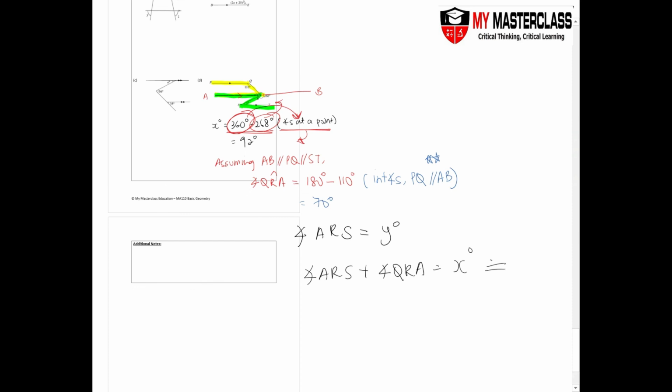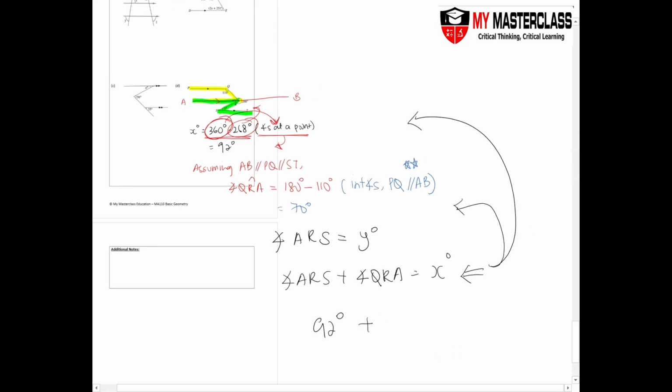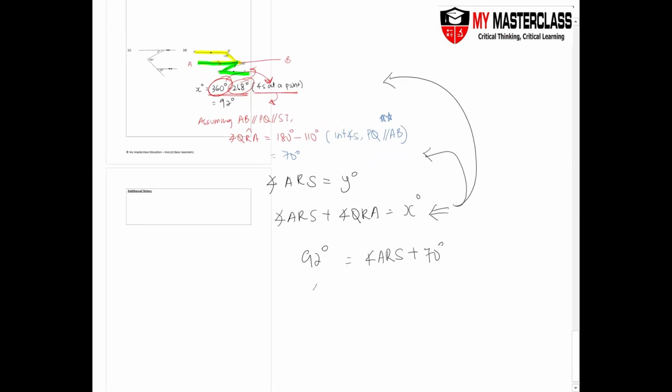Again, extract what you have gotten over here. x is 92 degrees. Then also utilize what you have gotten here, plus 70, will be equal to ARS plus 70 degrees. So what should you get here? Therefore you will get ARS, bring this over, 92 minus 70. You should be getting 22 degrees here.